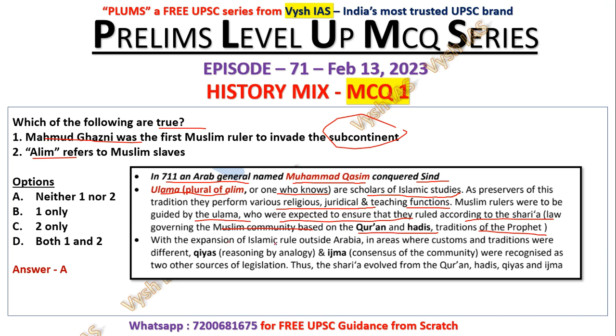With the expansion of Islamic rule outside Arabia, in areas where customs and traditions were different, qiyas, that is reasoning by analogy, and ijma, consensus of the community, were recognized as two other sources of legislation. Thus, the Sharia evolved from the Quran, Hadith, qiyas and ijma. So these are different things which the scholars asked the rulers to refer to, to spread this Islamic rule outside Arabia. Okay, so qiyas, ijma, ulama, alim, these are the terms which UPSC can ask you in future, because NCERT content can be asked any time. So please note it down.